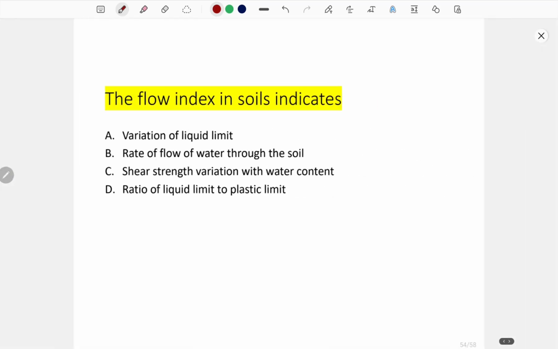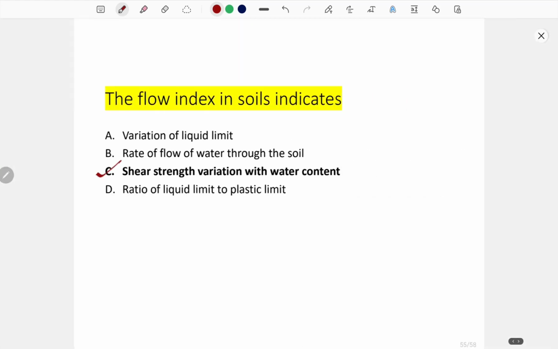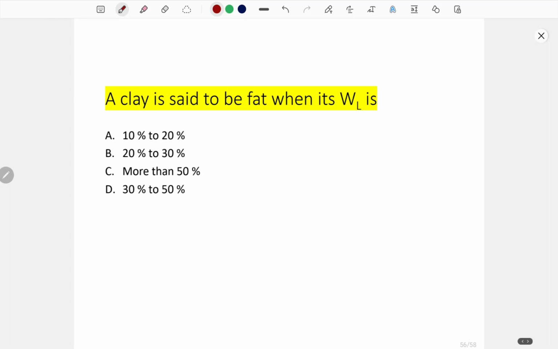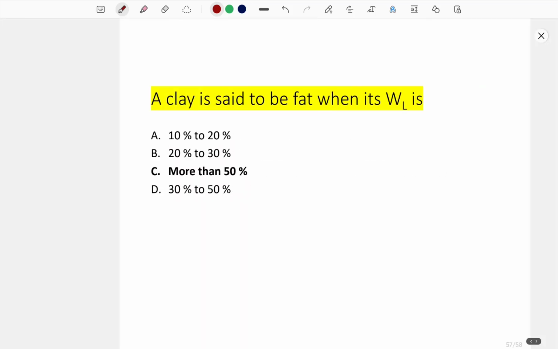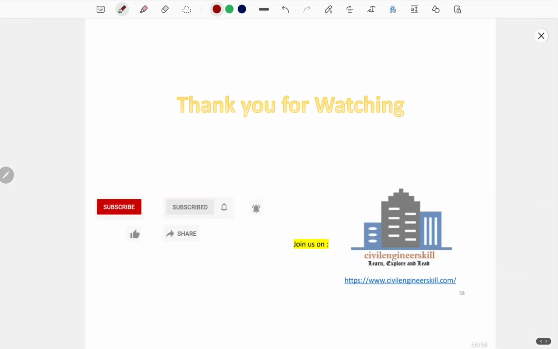So the next question is the flow index in the soil indicates, so it indicates the shear strength variation with the water content. So C will be our right answer. A clay is said to be flat when its WL, that is the liquid limit, is more than 50%, then it is said to be flat.